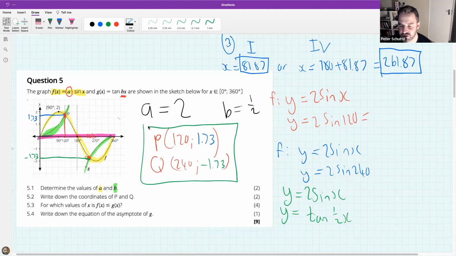So you can actually solve an equation just by looking at the intersection points, or you can solve it algebraically. But sometimes, like this, graphically is a bit easier. Okay, so we've done this.